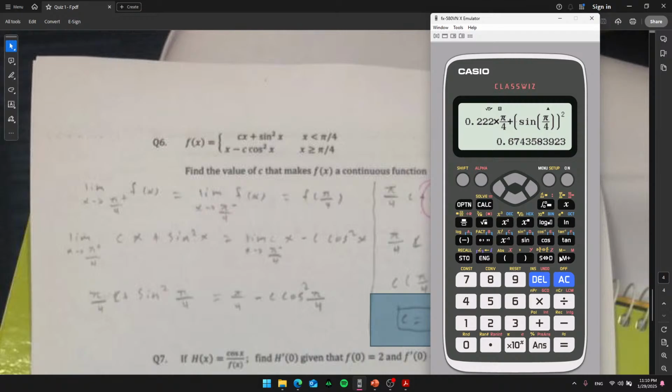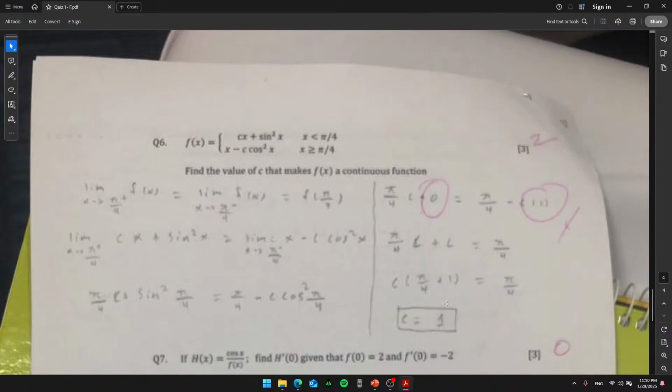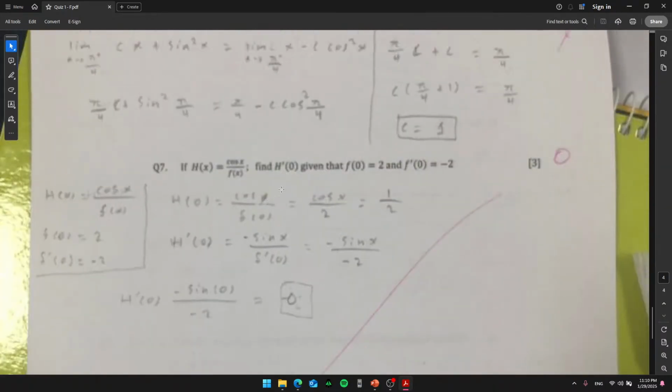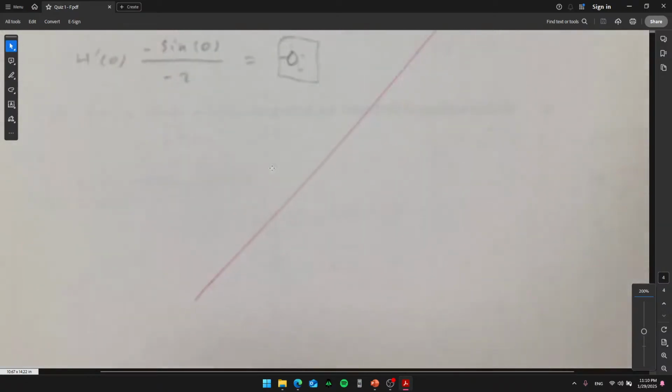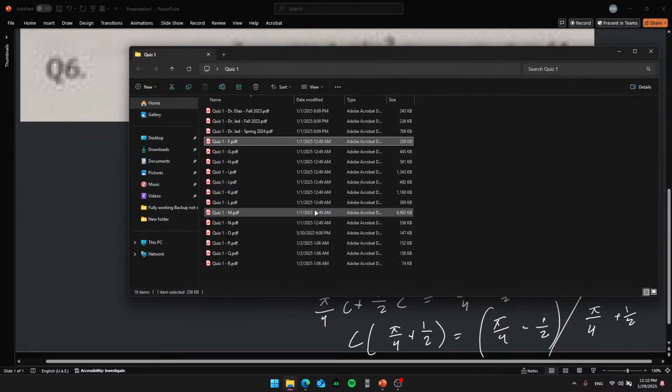0.67. Okay. 0.67, 0.67. Yeah, 0.67. So the correct answer is 0.222. Okay. Skip. Okay, nice.